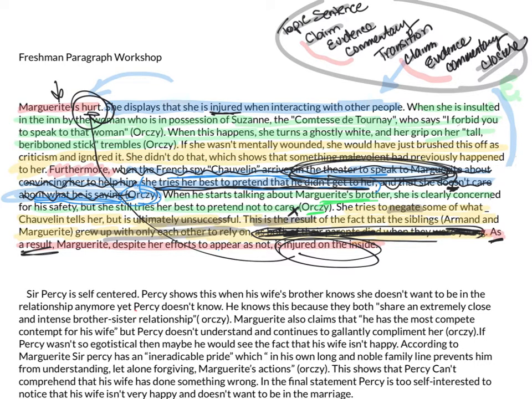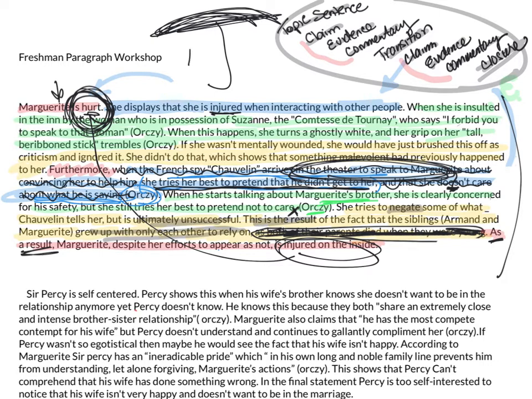And if you notice, this whole paragraph is very, very focused on that idea of being hurt. Hurt is the umbrella that the topic sentence sets up. And both of those two arguments, the first one about when she's interacting with other people, the second one when she's confronted with Chauvelin, both of them go to show that she is in fact hurt, even if she doesn't want to show it. So the logic here is really stronger.